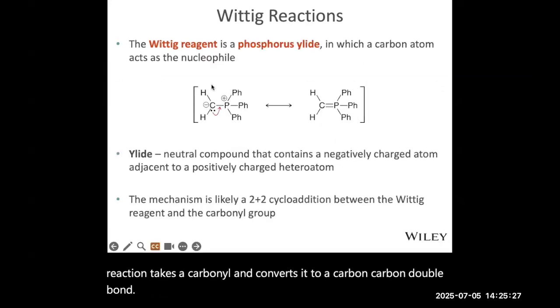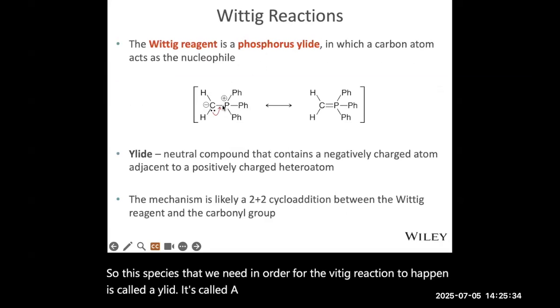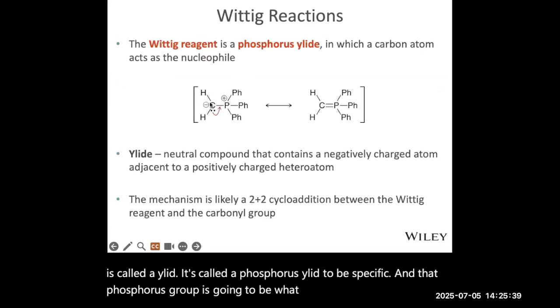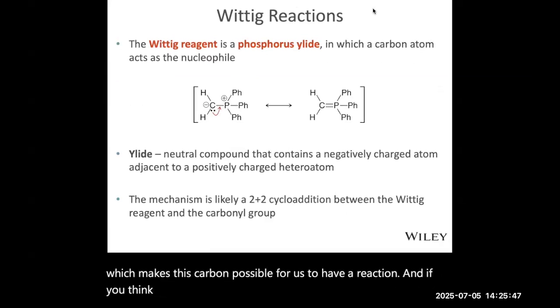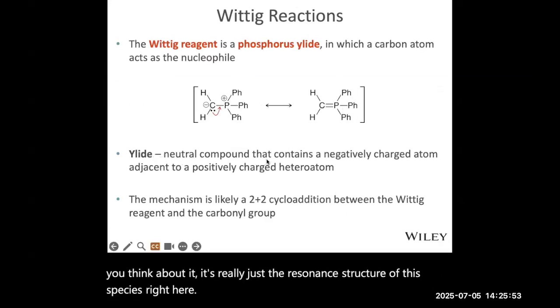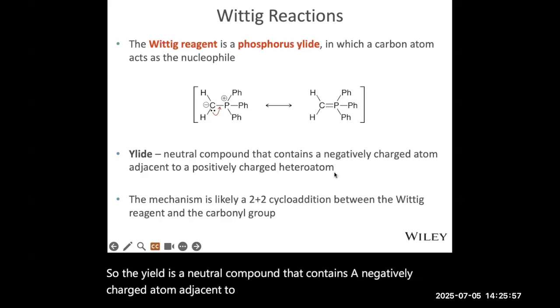So this species that we need in order for the Wittig reaction to happen is called a ylide. It's called a phosphorus ylide to be specific. And that phosphorus group is going to be what makes this carbon negative, which makes this carbon possible for us to have a reaction. And if you think about it, it's really just the resonance structure of this species right here. So the ylide is a neutral compound that contains a negatively charged atom adjacent to a positively charged heteroatom.